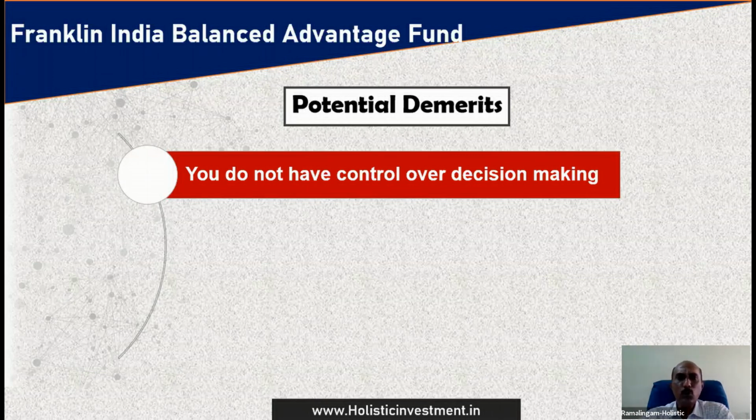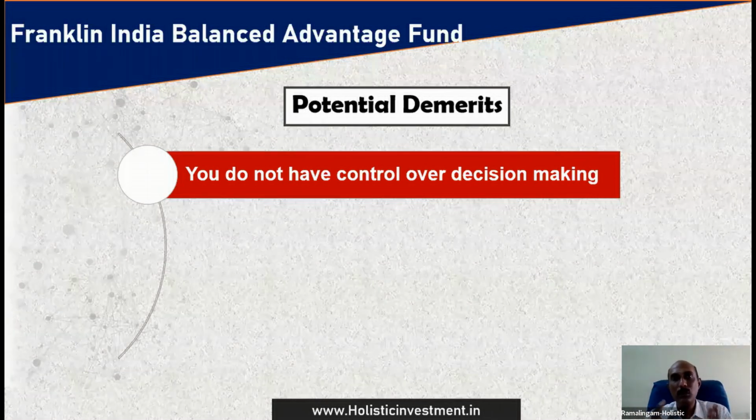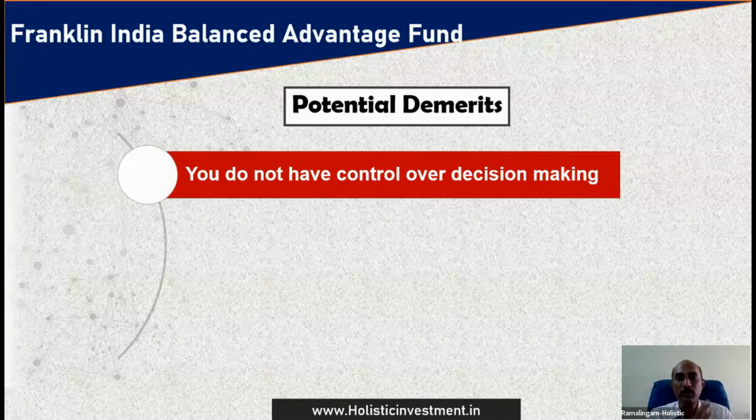As an investor, you don't have any control over the asset allocation decision. Say, for example, if you are investing separately in equity and separately in fixed income, you have the control over the asset allocation decision. Suppose you think your goals are long term and you are also very young, you want to take higher equity exposure, then you can change the asset allocation. You can withdraw from fixed income and put it in equity.